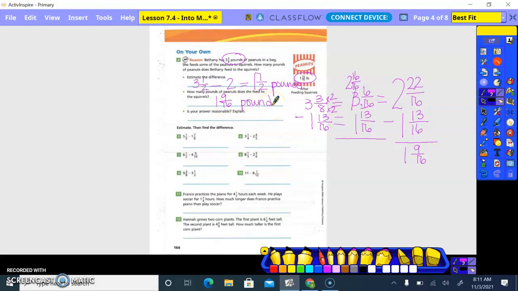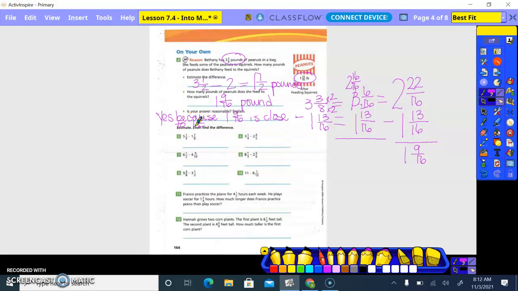Okay, is your answer reasonable? So yes, because 1 and 9/16 is close to 1.5, right? Because what would be half of 16? 8. Okay. All right, estimate.